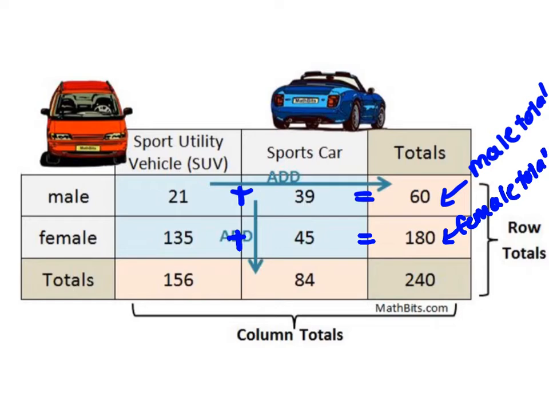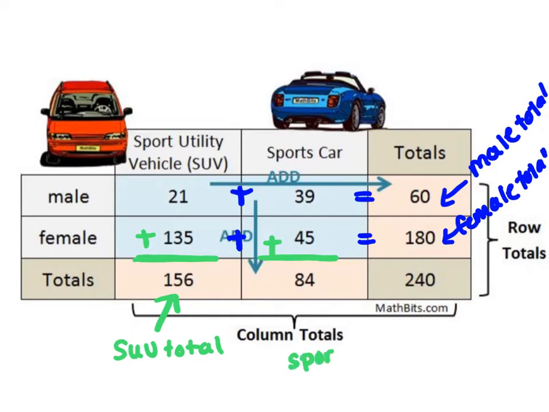Now for the columns, we can do the same thing, adding vertically. So if I add the 21 and 135 together, that gives me the SUV total, which is one of our column totals. And I can also add the 39 and 45 together, which gives us our sports car total.